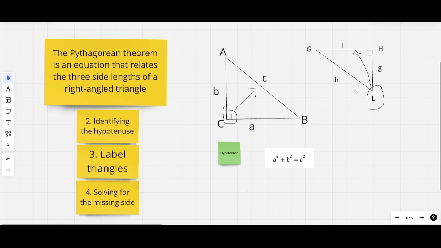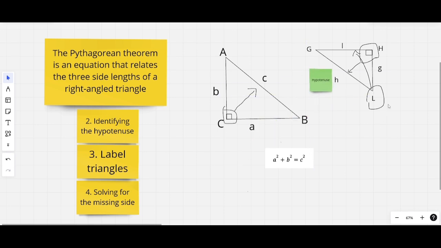Now let's find our hypotenuse. Now the hypotenuse, as I mentioned, is always the longest side length. However, we can also find the hypotenuse by knowing that it will always be opposite to the right angle. So the angle H is the right angle, thus side length lowercase h will be the hypotenuse because it is opposite to the right angle.